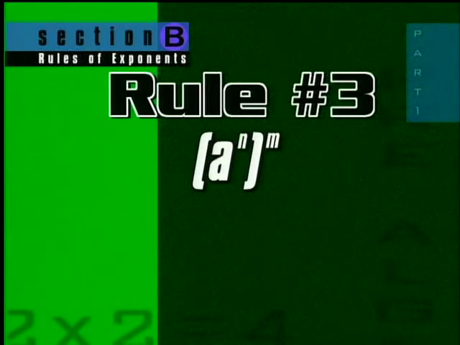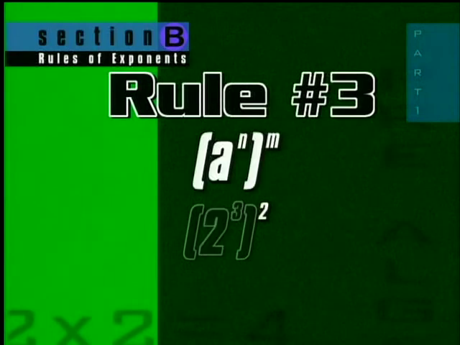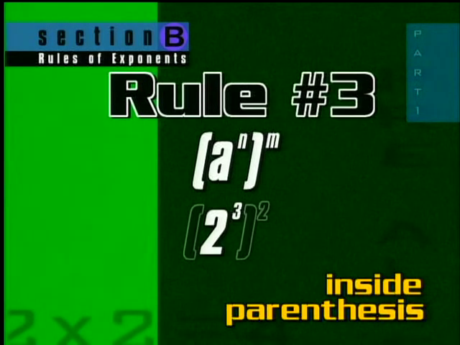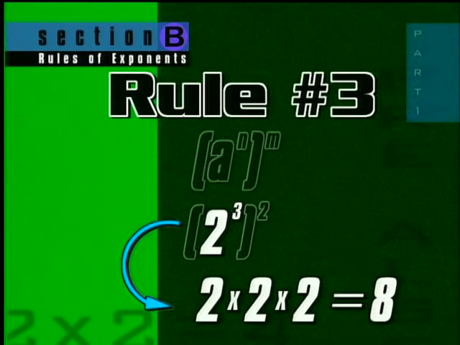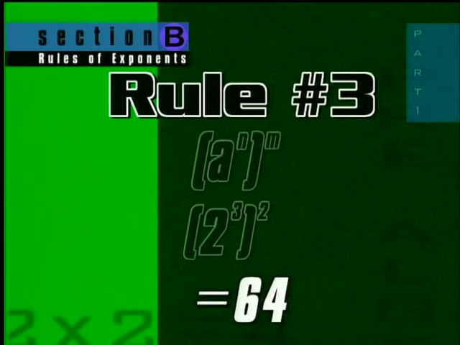Let's say we've got these numbers plugged in there. 2 cubed, then all of that squared. If we didn't have the rule, we would do what was inside the parentheses first, giving us something like 2 times 2 times 2 equals 8. Then we have 8 squared, which equals 8 times 8, or 64.